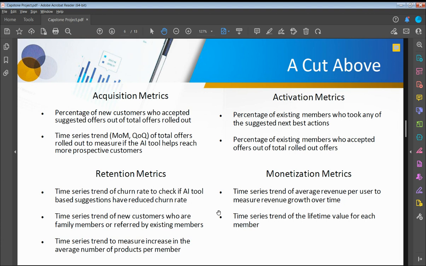And the fourth category of metrics would be the monetization metrics, which talks about how we are going to increase the overall lifetime value of a member, and how we're going to get more and more average revenue per user through this AI tool.